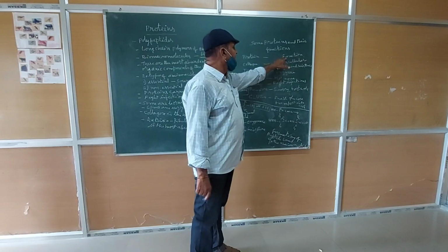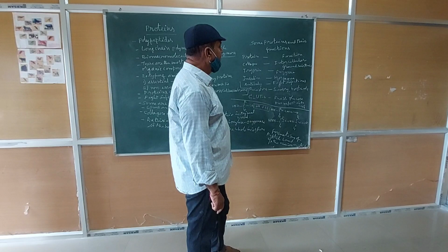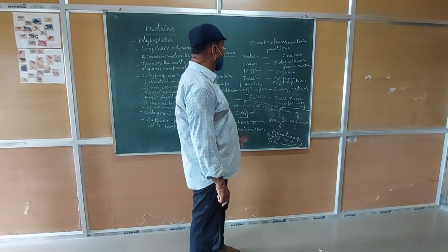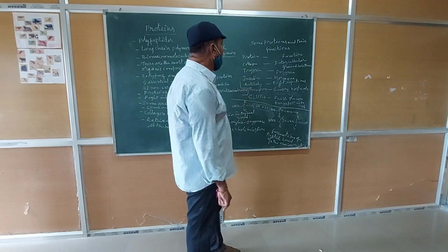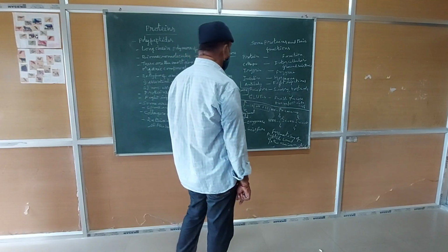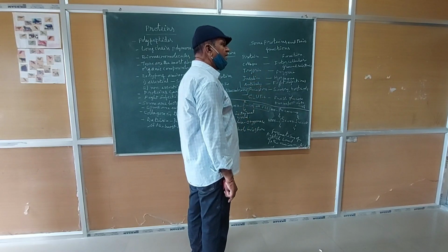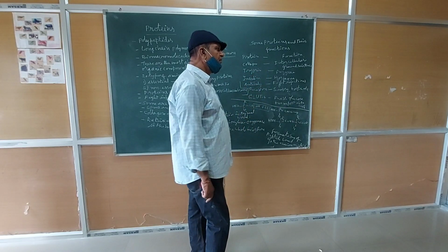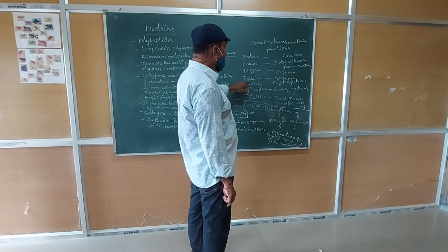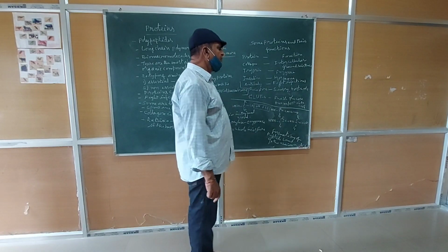Protein functions. Collagen is the intercellular ground substance. Between the cells there is a ground substance that is made by collagen. Cells are held together. Trypsin is an enzyme. All enzymes are proteins, but all proteins are not enzymes. Insulin is a hormone. That means hormones are proteins.